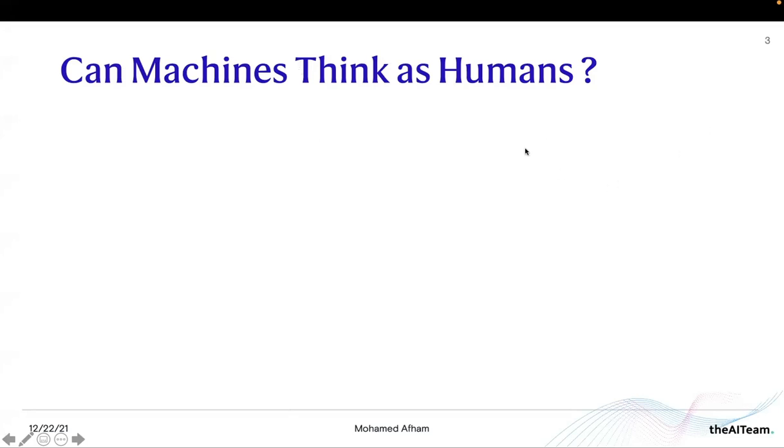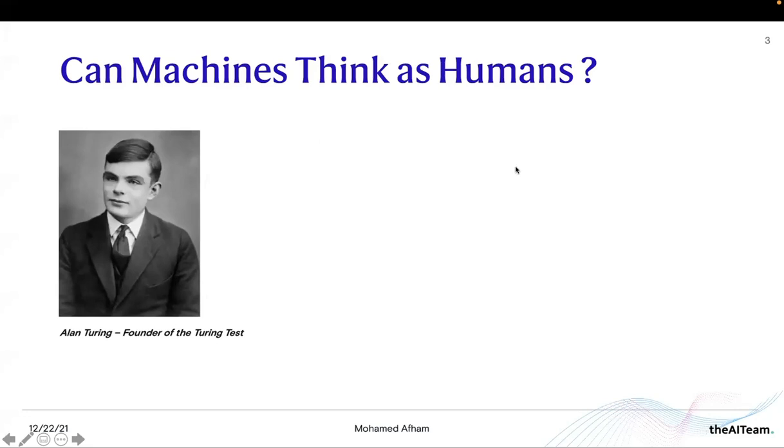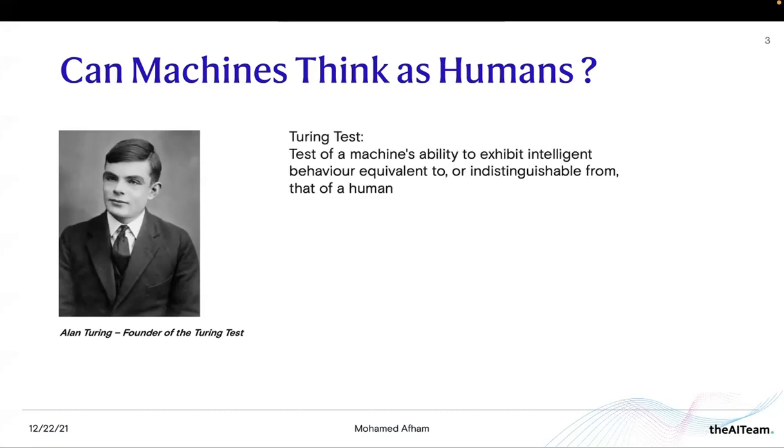Before getting into the direct answer to that question, we'll go back a bit in history to around the 1950s. This particular question was asked by the well-known scientist Alan Turing. He's the founder of the Turing test. It is nothing but testing a machine's ability to exhibit intelligent behavior equivalent to or indistinguishable from that of a human. If a machine passed that test, you cannot distinguish whether that is a human or a machine. So it's able to exhibit intelligent behavior as humans.